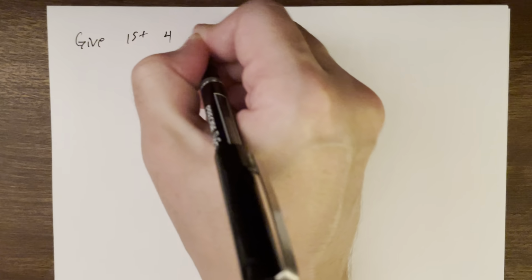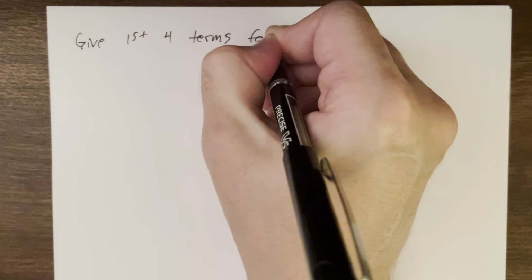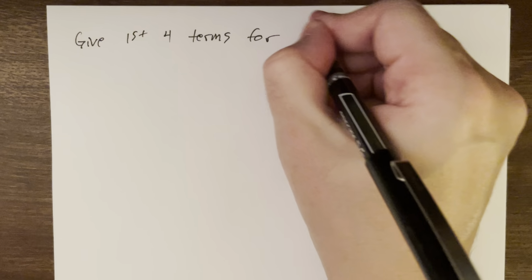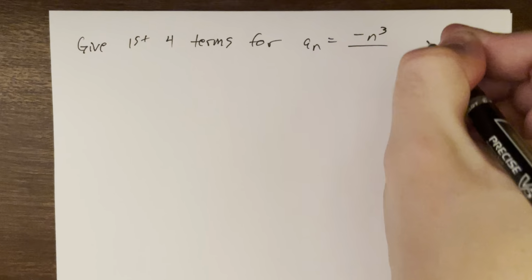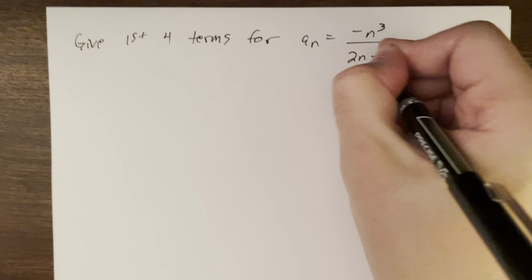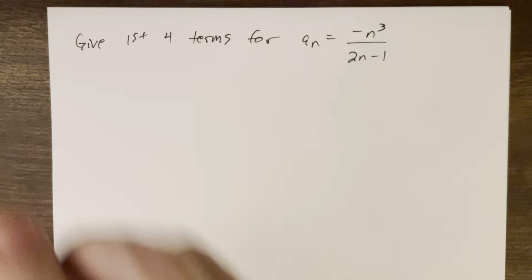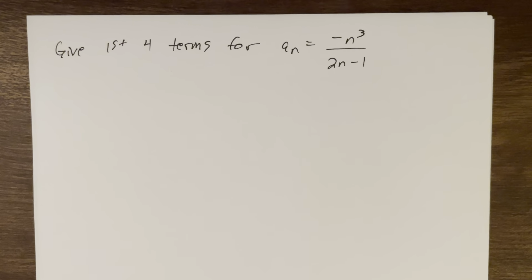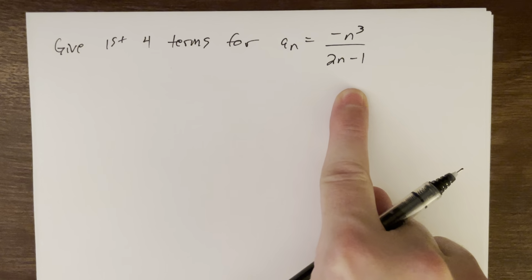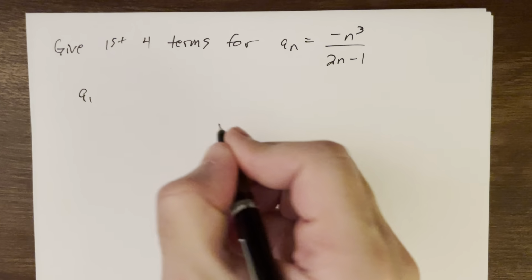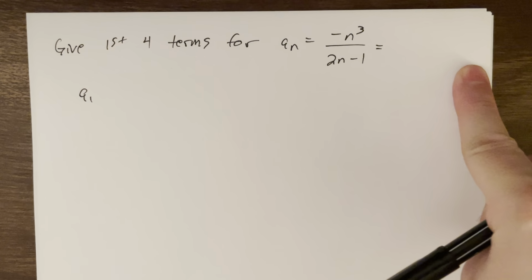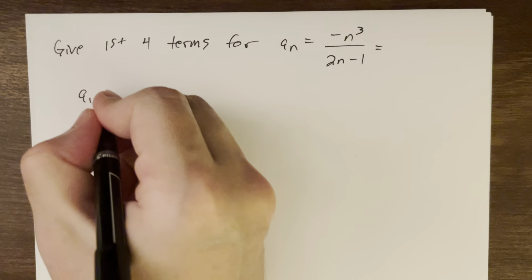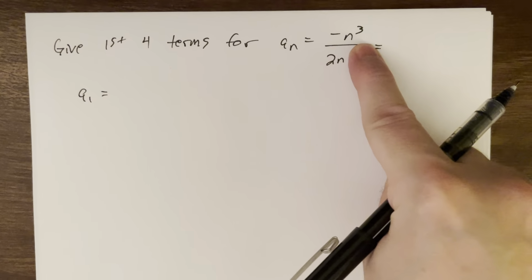Give the first 4 terms for the sequence a sub n is negative n cubed over 2n minus 1. We're going to do a bunch of problems, so let's just start with that. There's number 1. Couldn't be easier. The first 4 terms, A1, A2, A3, A4. Honestly, some people could just start writing them and use the commas in between. That's fine, but others you want to be very clear as you plug in.